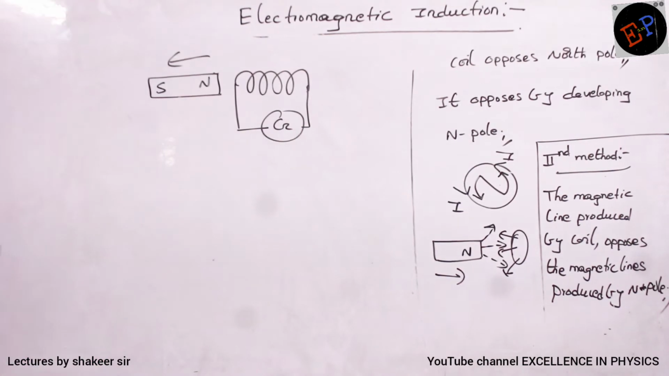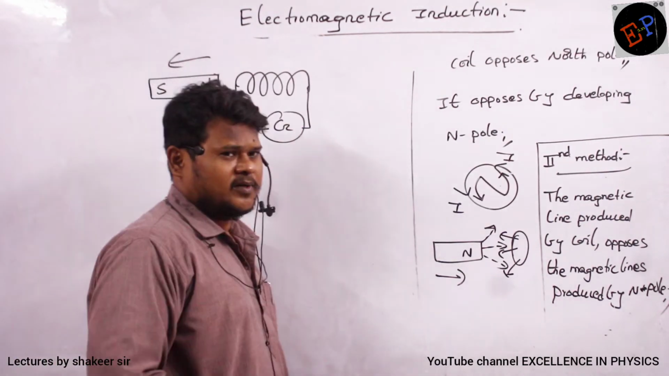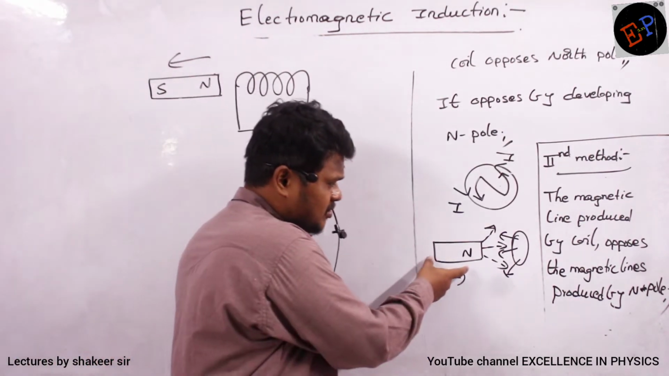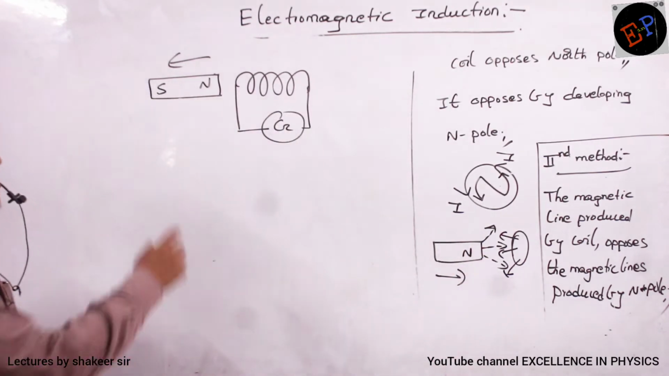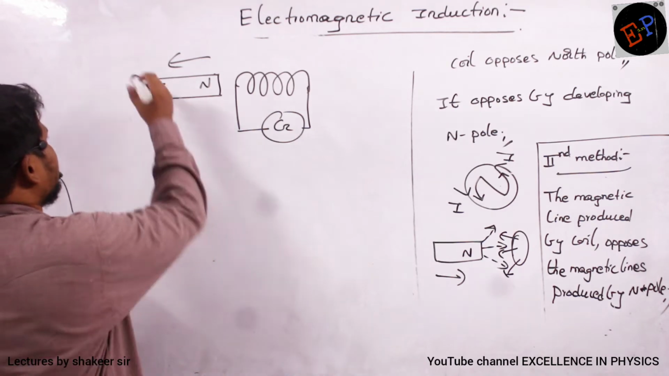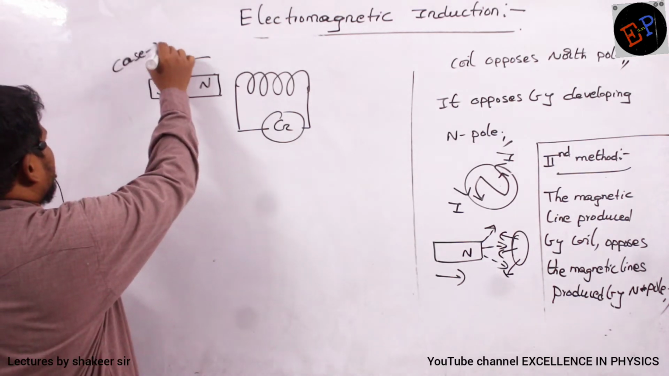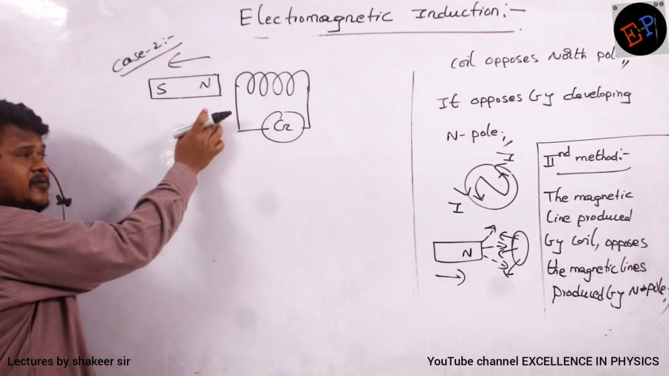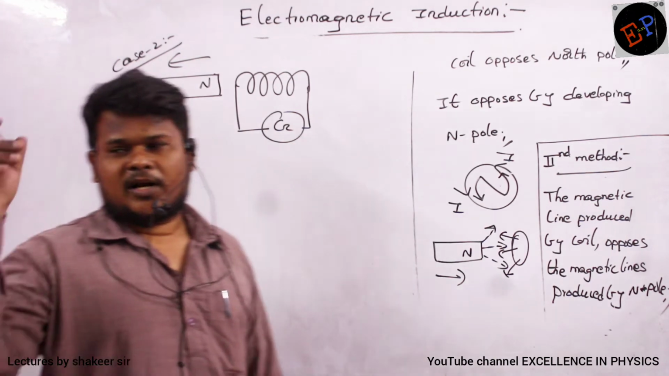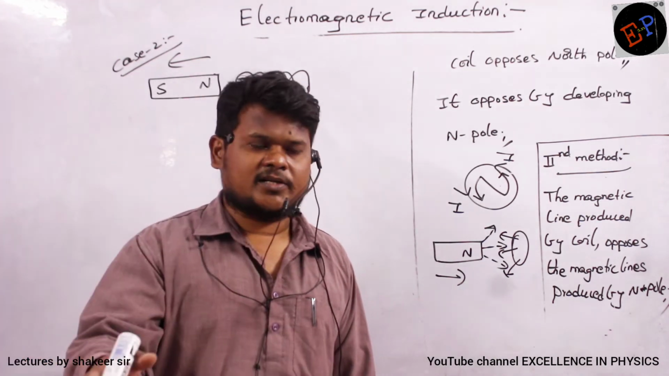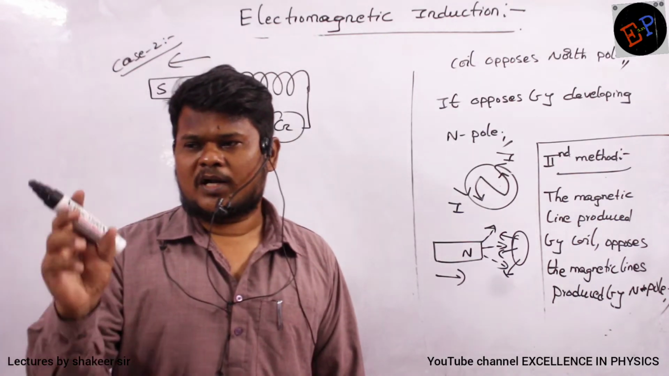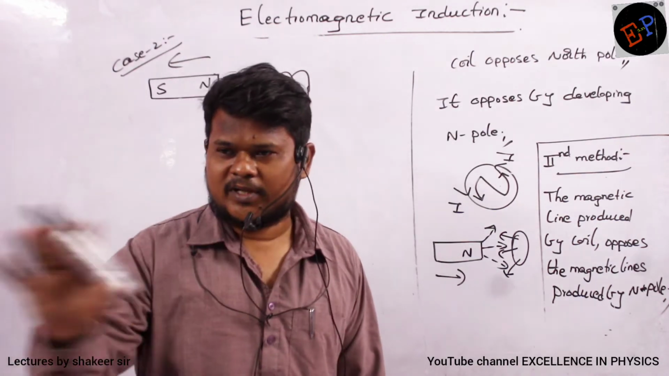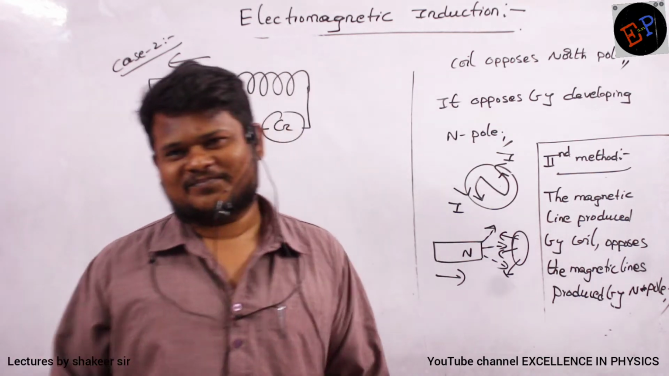Now see, in the first condition what case have we taken? North pole approaching the coil. Clear? Now what is the second case I am taking? Case number 2 is north pole moving away from the coil. Now you have to say what is the direction of current, what is the direction of magnetic lines, and how Lenz's law is applied. Okay?